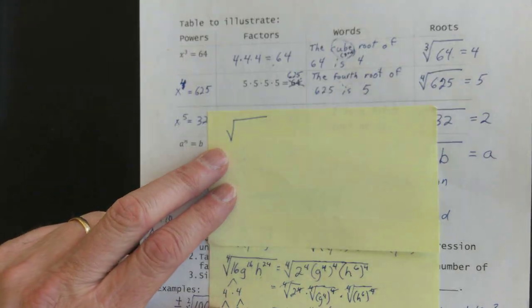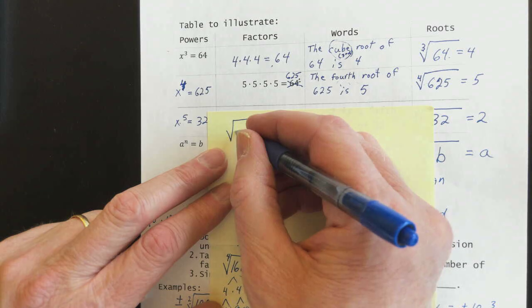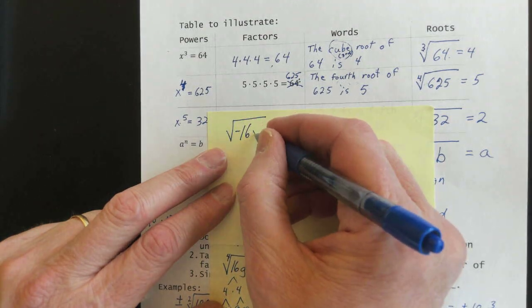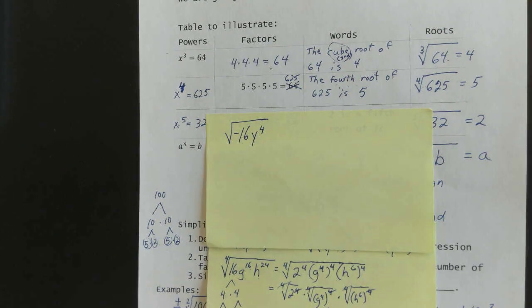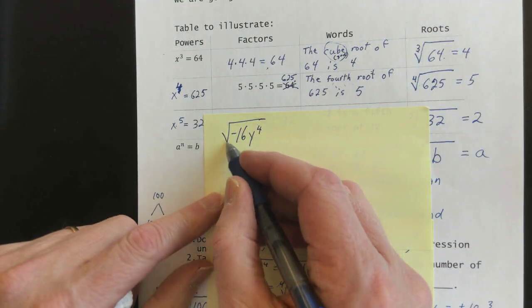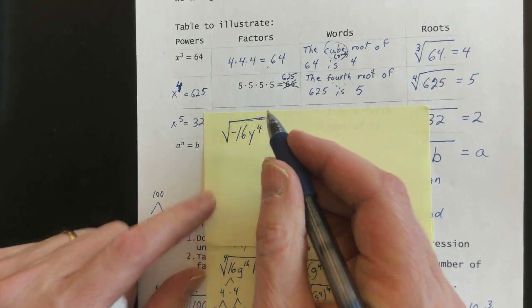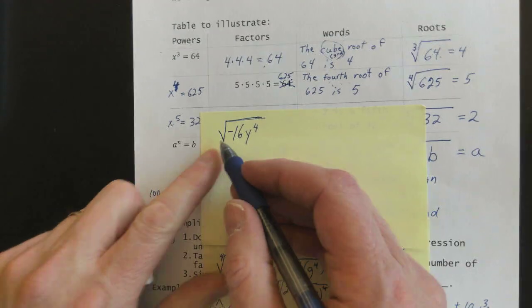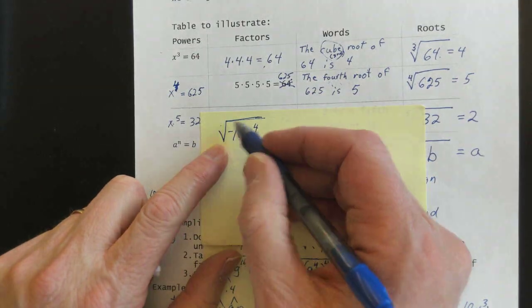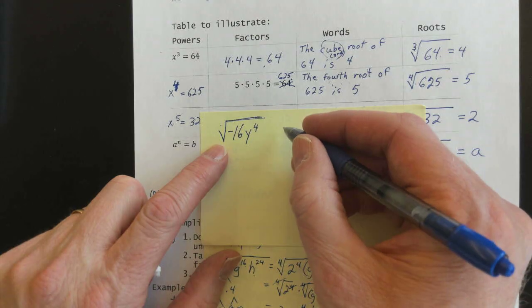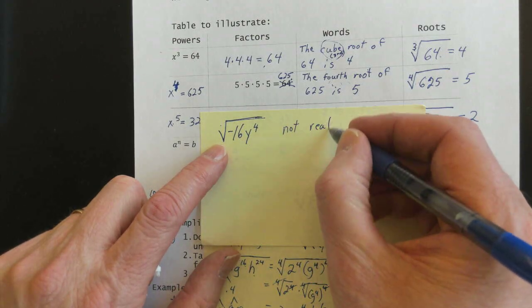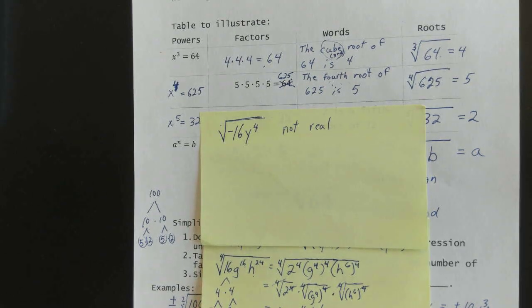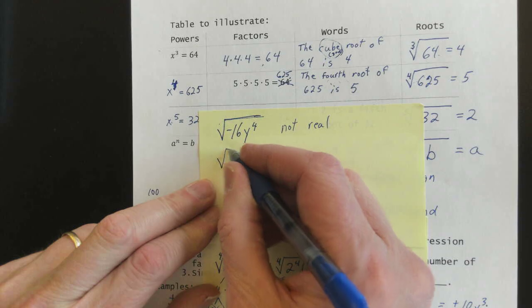Square root of negative 16y to the 4th. Is that going to be real? If this is an even index or square root, it's not going to be real. We're going to keep it real for right now. Now, I do want to give you another one.